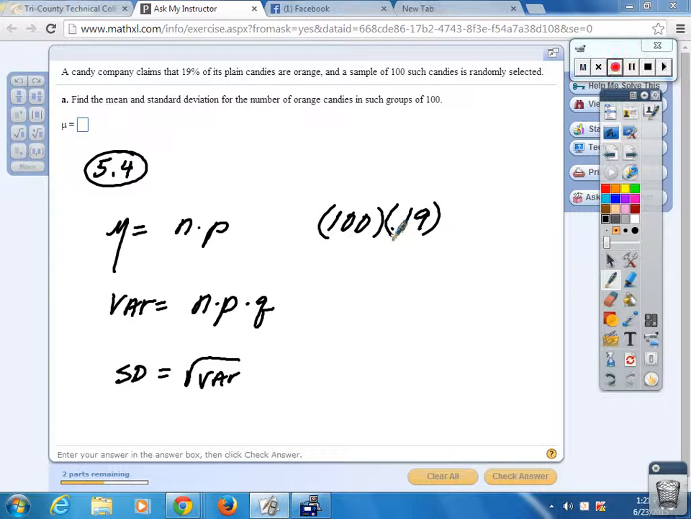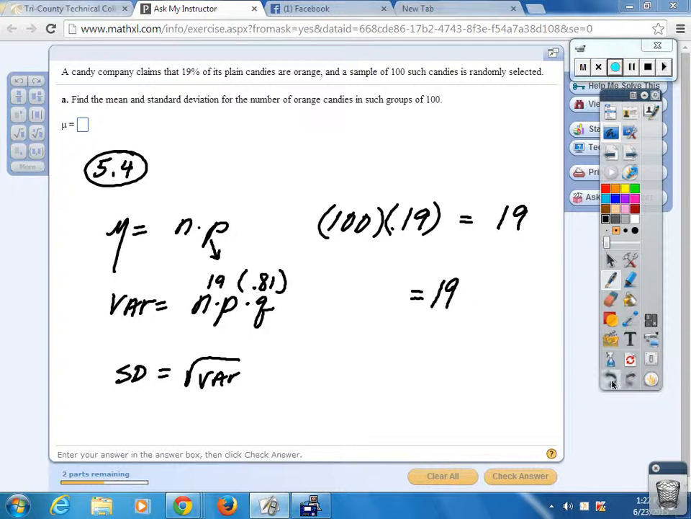So what is 100 times 0.19? 19. So we just got that right there, 19, times, well, if p is equal to 0.9, then q is equal to 0.what? 0.81, that's right, class, because q is the what of p? Complement. So we take 19 and multiply it by 0.81.